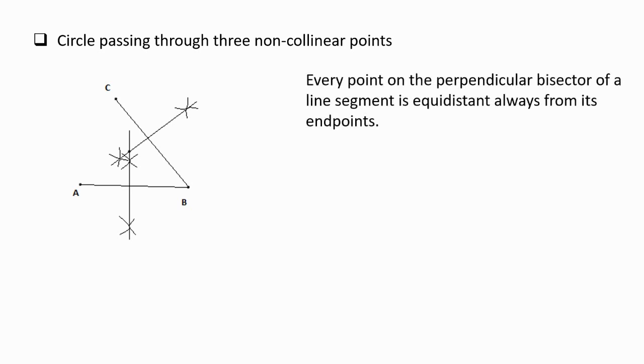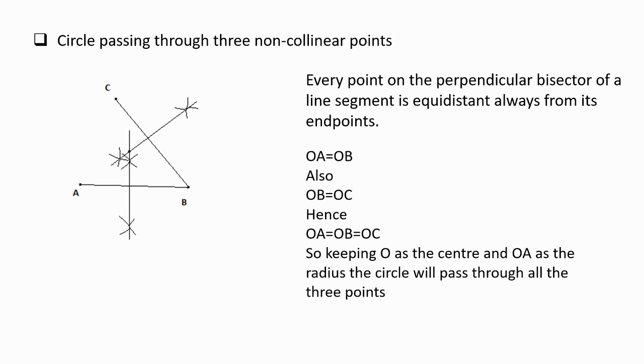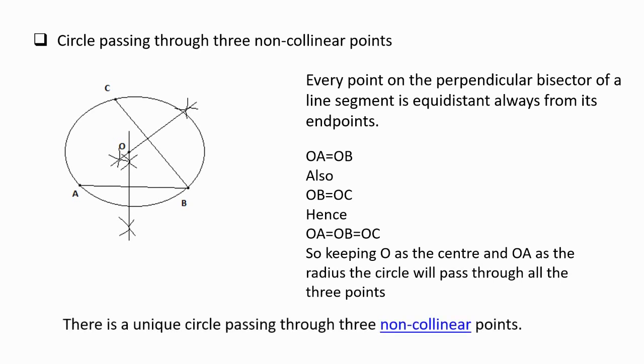We know one property, that every point on the perpendicular bisector of a line segment is always equidistant from its endpoints. So, if we keep O as a center, OA will be equal to OB and OB will be equal to OC. Hence, OA equals OB equals OC. So, keeping O as a center and OA as a radius, the circle will pass through all the 3 points. There is a unique circle passing through 3 non-collinear points.